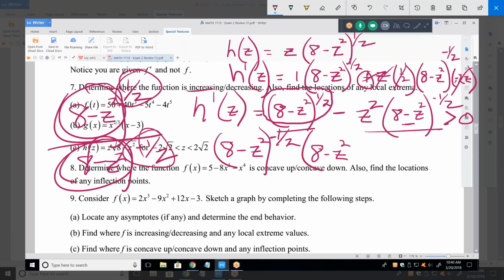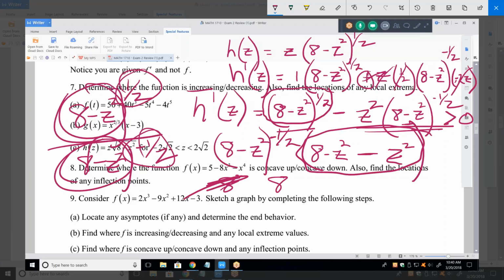And then I still have this over here. Well, when I divide this term by 8 minus z squared to the minus 1/2, that goes to 1. So I'm left with just z squared. Well, that's beautiful. Now I got 8 minus 2z squared in the numerator, first of all. You with me? Yep. This is in the denominator: 8 minus z squared to the positive 1/2.